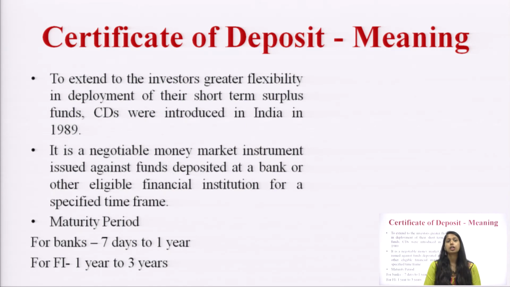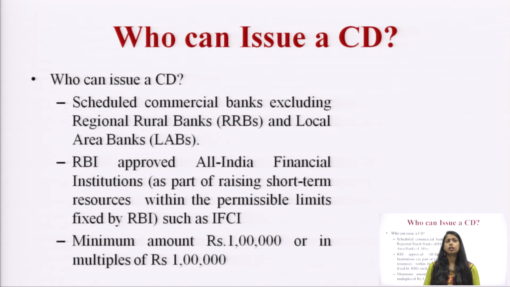certificate of deposits. Now, if I talk about the maturity period, for banks the maturity period is 7 days to 1 year. However, in the case of financial institutions, the maturity period is from 1 year to 3 years. So, who are the parties involved in it? The parties that are involved in the certificate of deposits are banks and the financial institutions. For banks, the maturity is 7 days to 1 year, and for financial institutions it is 1 year to 3 years.